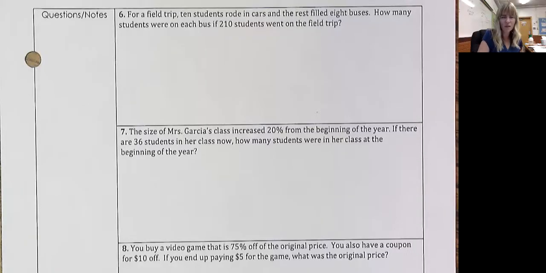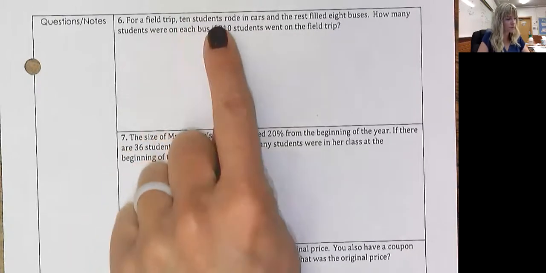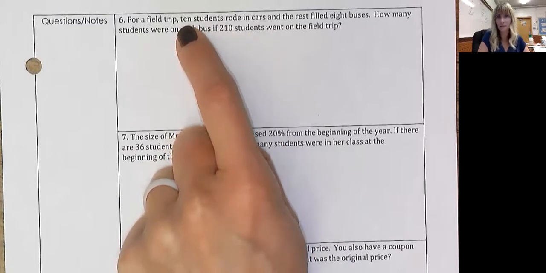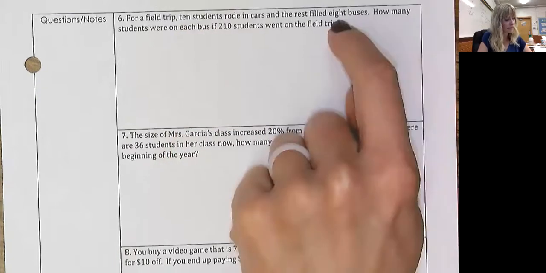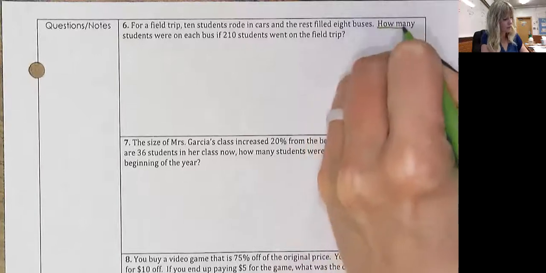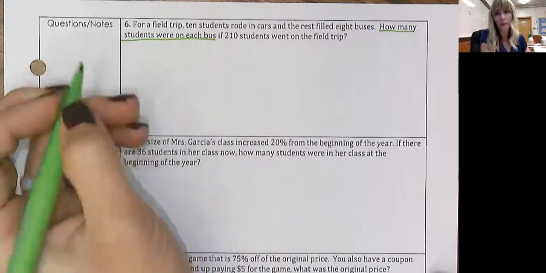Okay, let's refresh all the steps, make sure we understand what we're doing on these, and we're also going to add notes on the side that help us understand how we decided to set up our equation. First, let's read number 6. For a field trip, 10 students rode in cars. They wrote out the word 10, T-E-N, don't let that confuse you, that's still an important number. 10 students rode in cars and the rest filled 8 buses. How many students were on each bus if 210 students went on the field trip?